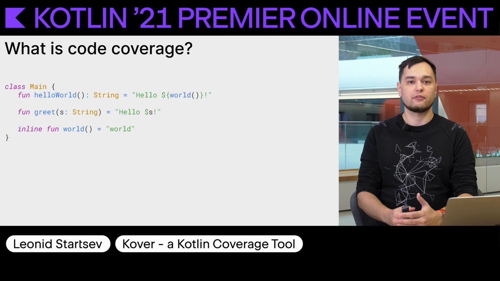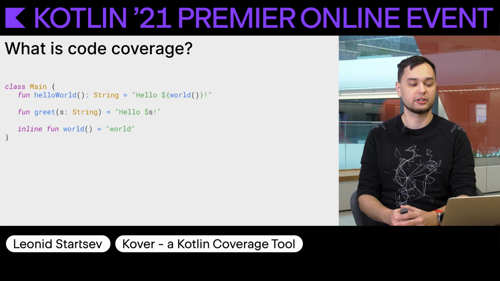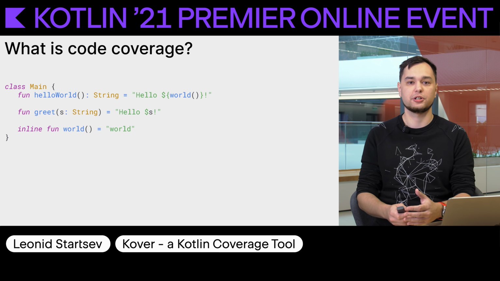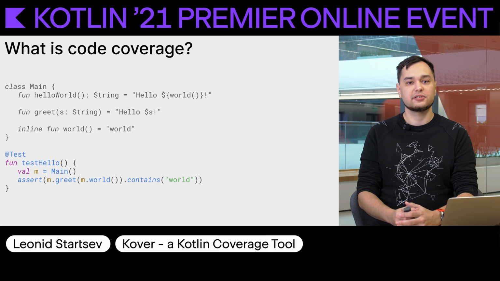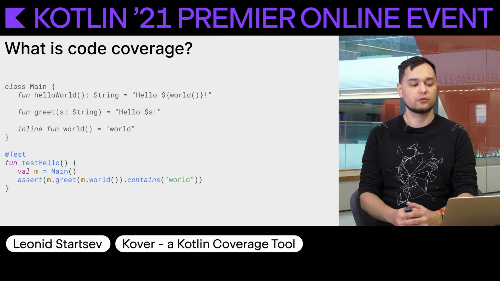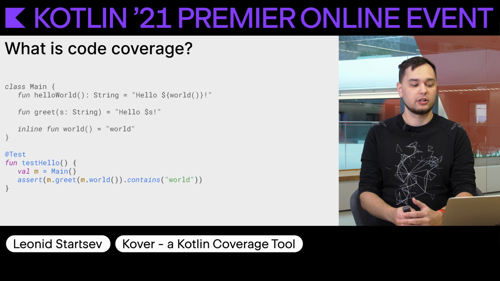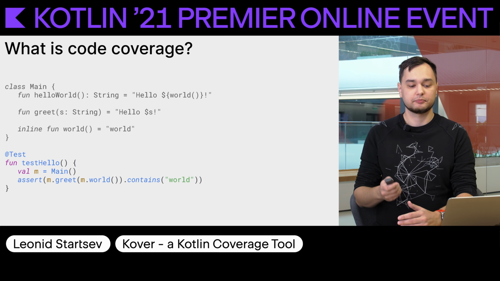Let's assume we have a main class which has three functions. One of them is world, which is an inline function that simply returns a string literal. Another one is greet, which accepts a string and returns hello plus this string. And the third one is helloWorld, which simply returns hello world using our inline function. Let's assume we want to write a test for this class. So we create a new instance of class Main called m, and we call m.greet from m.world and assert that the resulting string contains the word world.